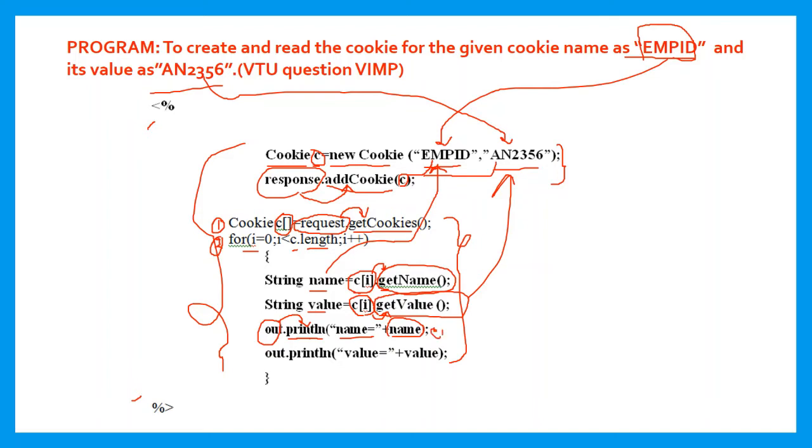Similarly, the value of the cookie I want to print. For that I will make use of another println statement. Here the value of the cookie is AN2356. This is a simple program to read and create cookie information from the browser.